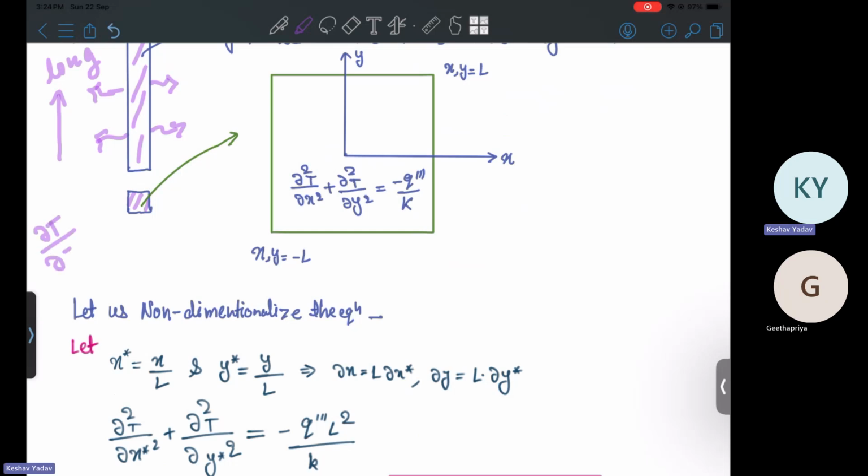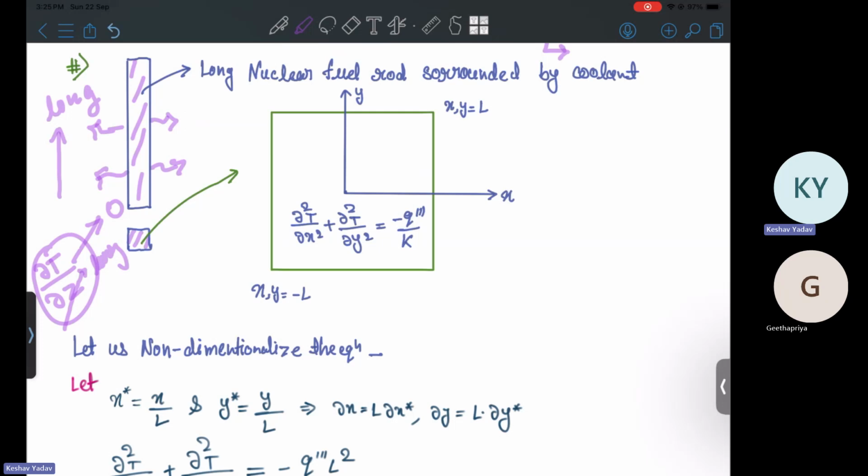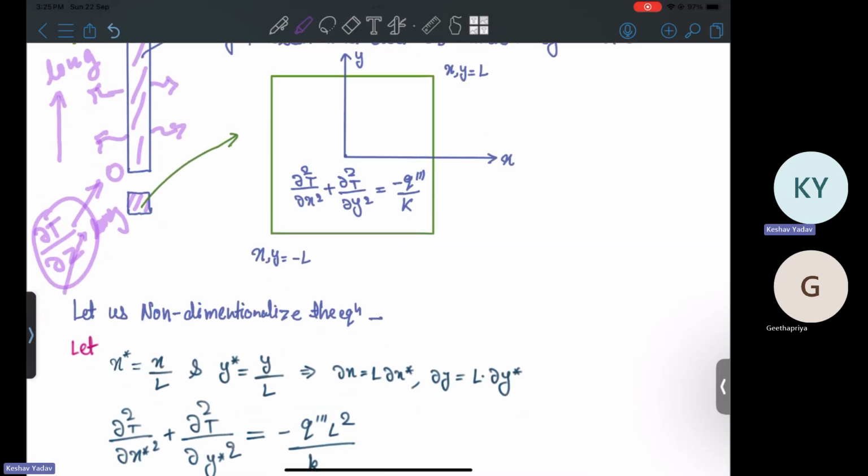Suppose I am writing del upon del z. When this z is large, then this overall derivative will go to 0. So we can consider that the temperature gradient will exist only in the transverse direction. This is the enlarged view that I have drawn here. In the x direction, we have 2L dimension, so if I take the axes x and y like that, my x will change from minus L to plus L. Similarly, my y will change from minus L to plus L. So this is my problem.